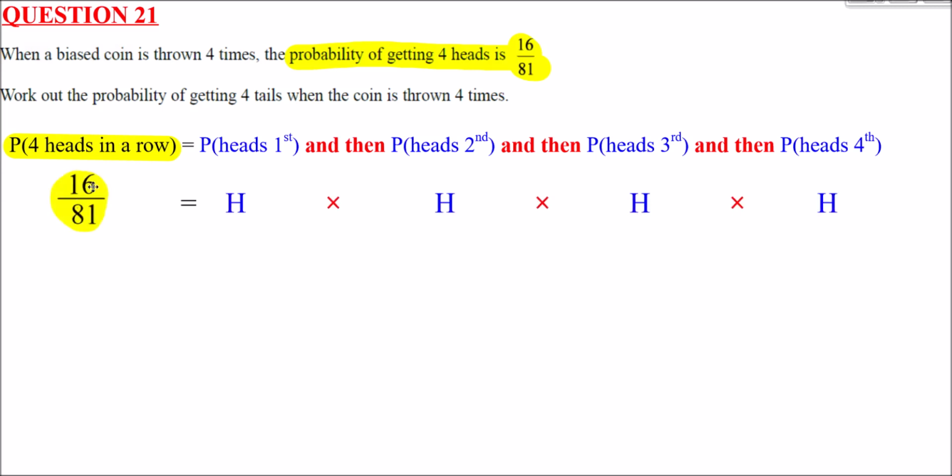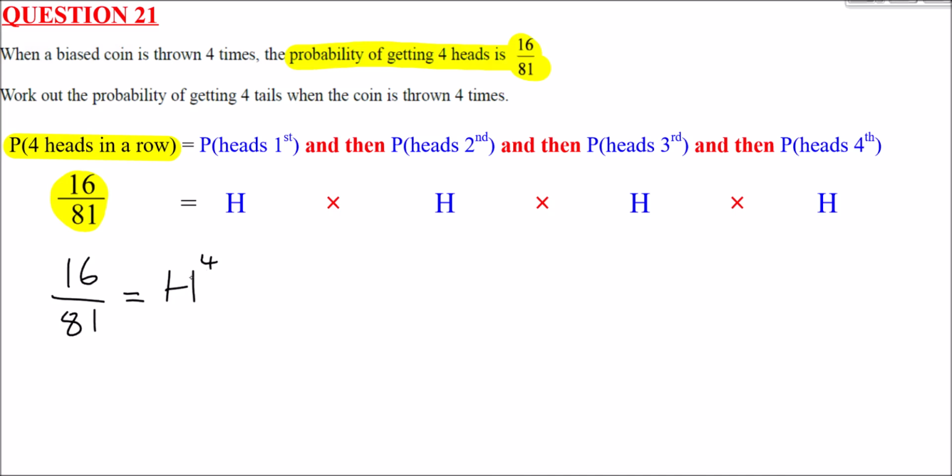4 heads in a row, we're told, is 16 over 81 as a chance. That must be H times H times H times H. The chance of getting heads first will be the same as getting heads on the second throw, third throw and fourth throw and so on, because it's still the same biased coin we're talking about. So if we're taking H and multiplying it by itself 4 times, that's obviously H to the power 4. So we can say 16 over 81 equals H to the power 4.